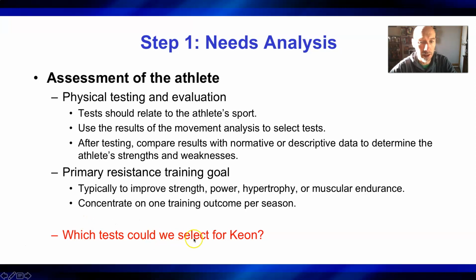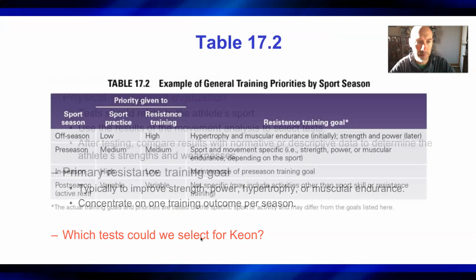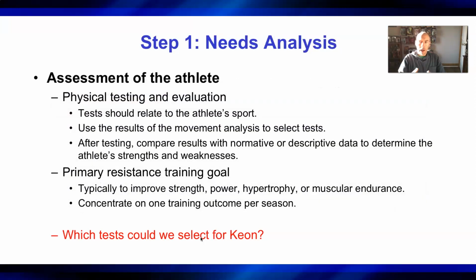So our question down here is, what tests can we select for Keon? So I already kind of threw these out there, but we're going to want to assess agility for a basketball player for sure. And you'd want to do that for a volleyball player as well. You're going to want to assess muscular strength and muscular power for a basketball player. We might assess anaerobic capacity for a basketball player because they're running at a high level for potentially 30 seconds to 1 minute, a period of time where you're going to be using your anaerobic energy system for a long period of time, right?